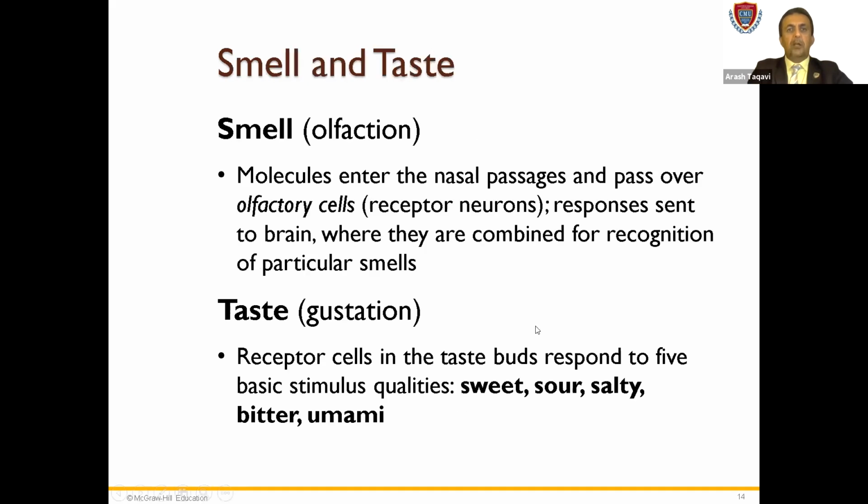Smell, olfaction: molecules enter the nasal passages and pass over olfactory cells. Olfactory cells are called receptor neurons. Responses are sent to the brain where they are combined for recognition of particular smells.